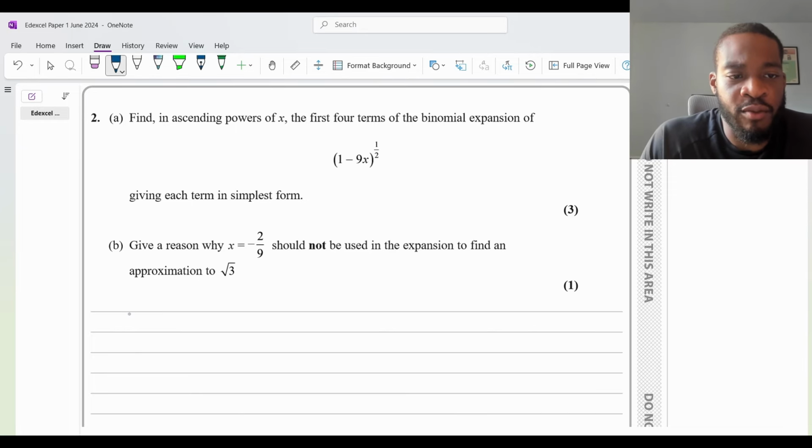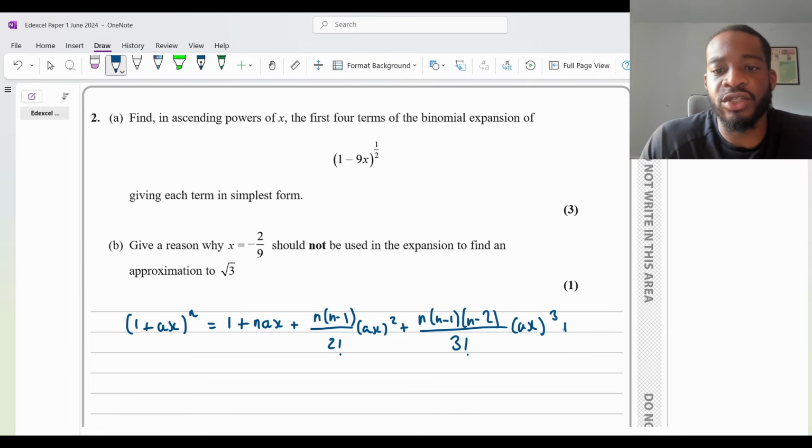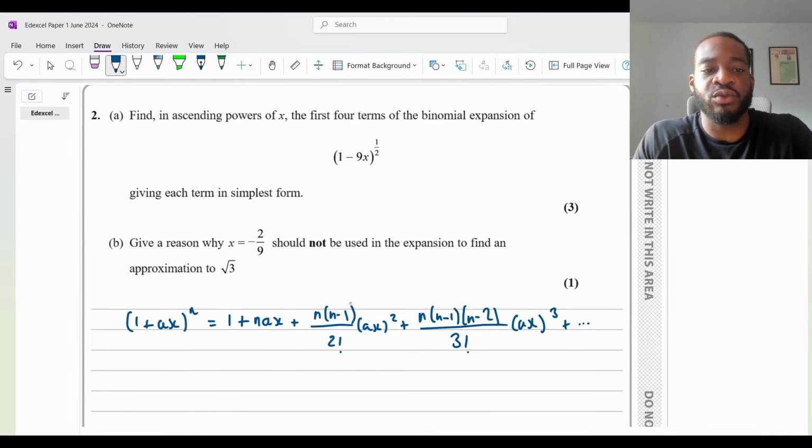The general formula is 1 plus ax to the power of n. This is equal to 1 plus n ax plus n times n minus 1 over 2 factorial, and then times ax all squared, plus n times n minus 1 times n minus 2 over 3 factorial, and then ax all cubed, and so on and so forth. Now they want the first 4 terms, so we'll just stop here.